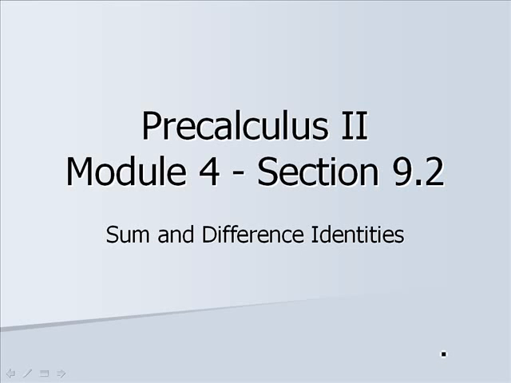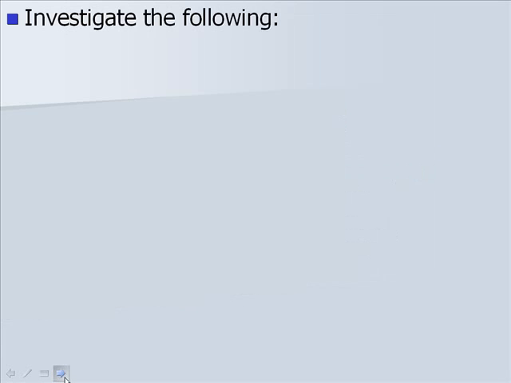Module 4, Section 9.2, Sum and Difference Identities. Before we begin, let's investigate the following. If we let angle A be 30 degrees and angle B be 15 degrees, we want to look at what happens if we do the cosine of A minus B.